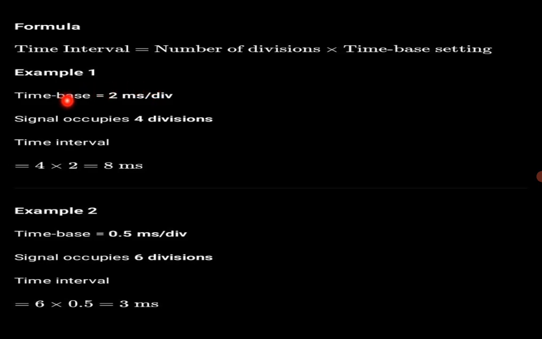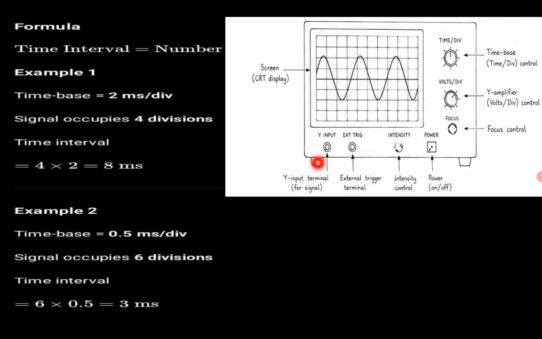Let's say, for example, the time for each division represents 2 milliseconds, and the signal occupies 4 divisions. Then the time interval is just 4 times 2, which is 8 milliseconds, as simple as that. So we're saying, suppose that each division is 2 milliseconds, and the signal occupies, let's say, 4. 1, 2, 3, 4. So the time interval will be 4 times 2. 2 is the time base for each division.